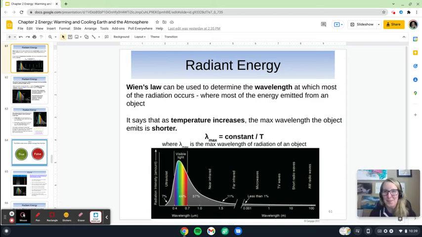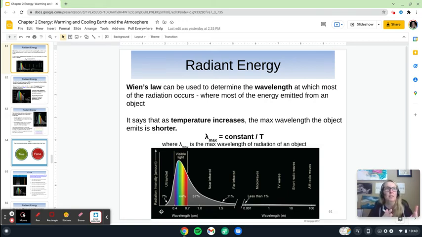Okay, so the next physics law we're going to talk about is called Wien's law. And this is used to determine the wavelength, so we're talking about wavelength again, at which the most radiation occurs from an object. Okay, it's a little bit trickier. We have these plots that we're going to look at a bunch of. And down here on this axis is the wavelength. And here is the radiation intensity. So that's like how much energy is being emitted.